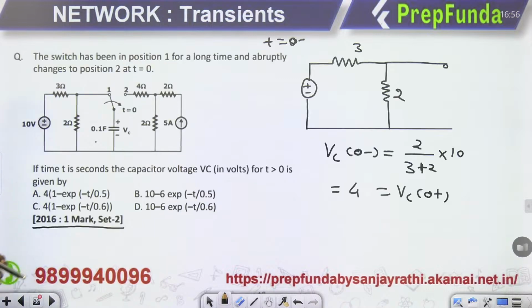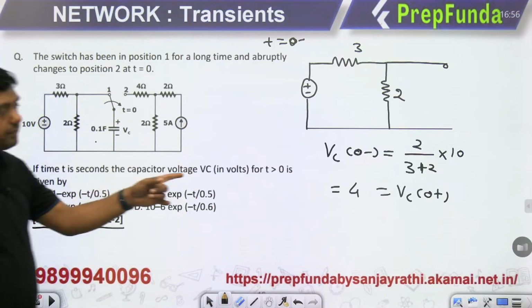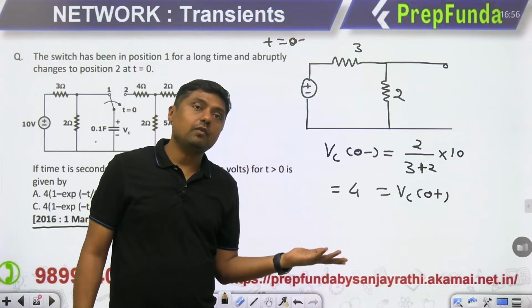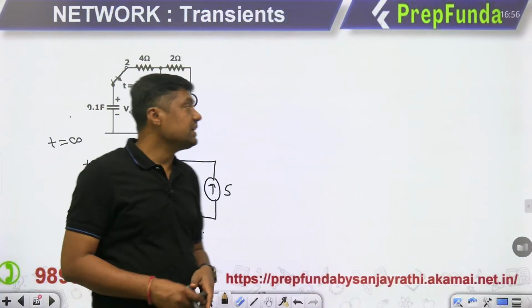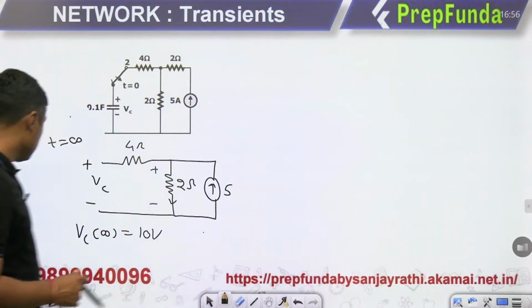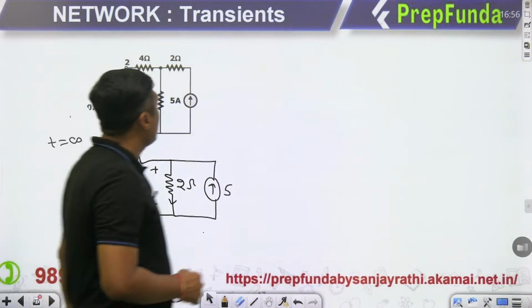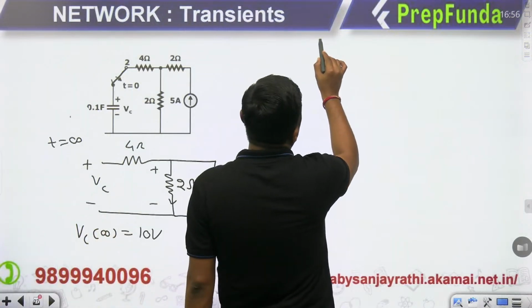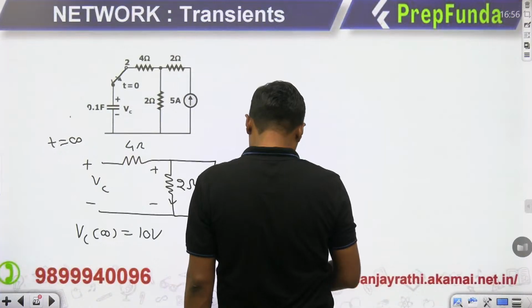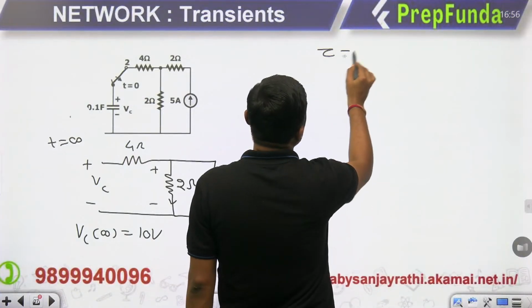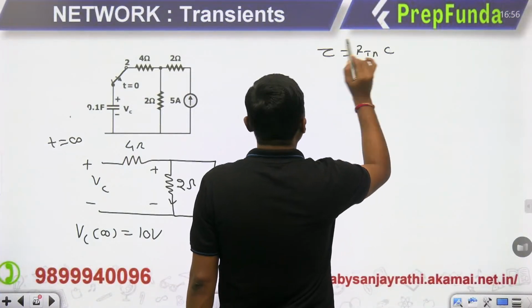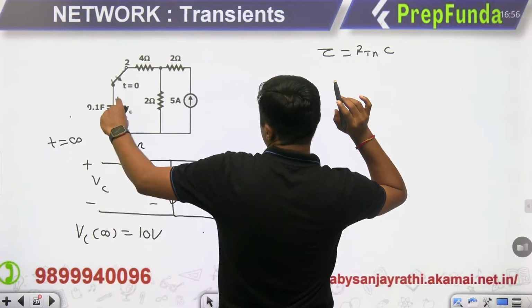Now we have the initial value 4 volt. We have the final value 10 volt. What is the time constant? That is the most important one. Time constant, guys. So you can find the time constant by RC equal. R times C. Now first of all, find the Thevenin's across C.